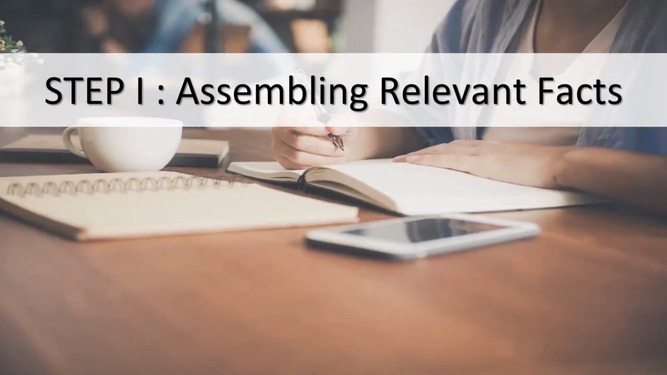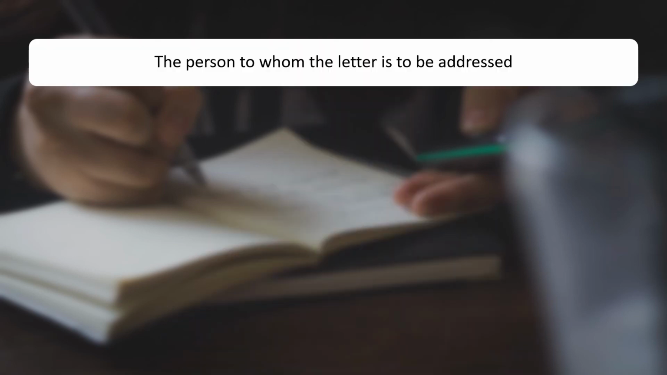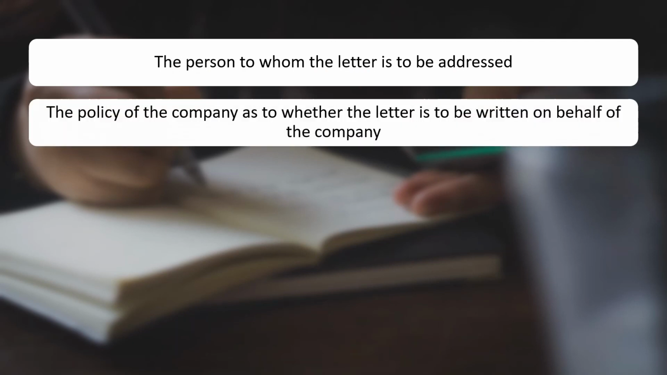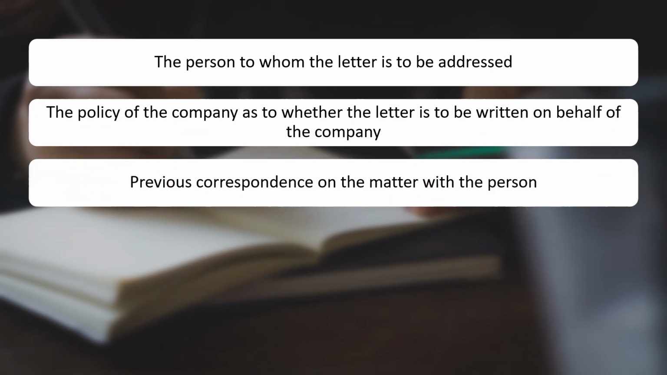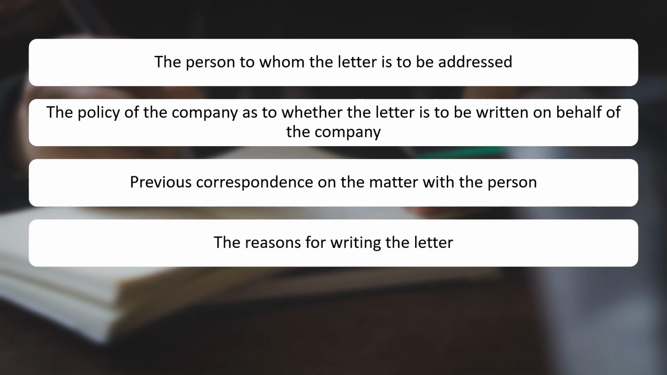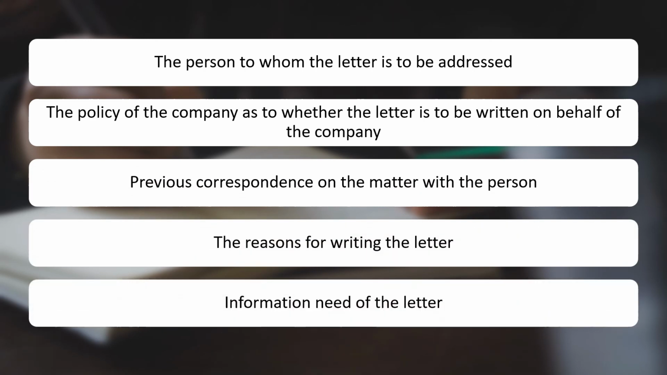Assembling the relevant facts. This by far is the first step in planning a letter. It comprises collecting the facts relevant to contents that need to be shared. For example, the person to whom the letter is addressed, the policy of the company as to whether the letter is to be written on behalf of the company, previous correspondence on the matter with the person, the reasons for writing the letter, and finally, the information need of the letter.